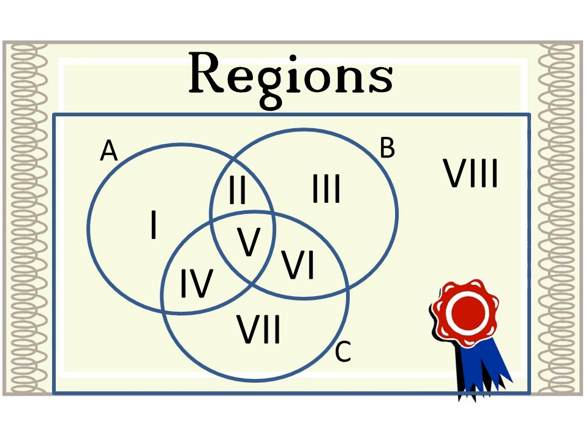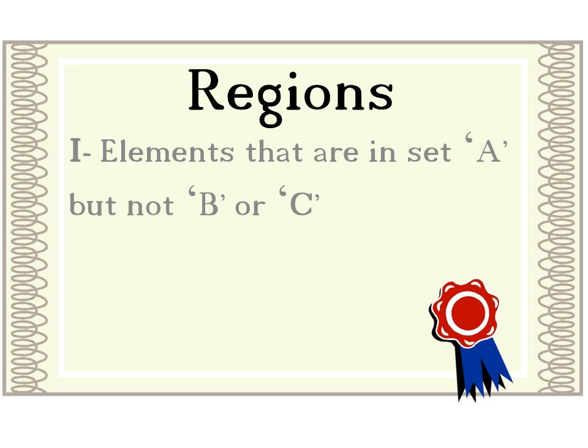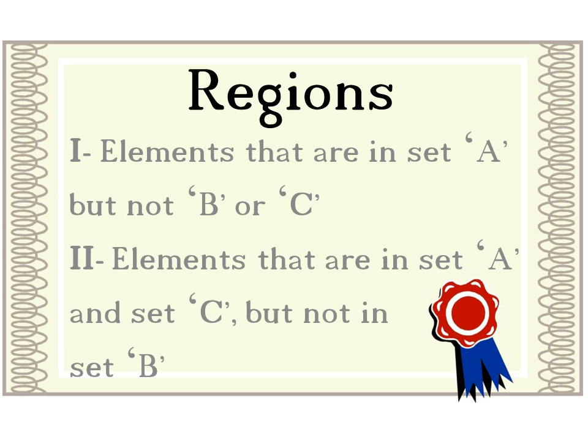This is a basic Venn diagram that shows the 8 different regions. Region 1 contains elements that are in set A that are not in set B or set C. Region 2 contains elements that are in set A and set C but not in set B.